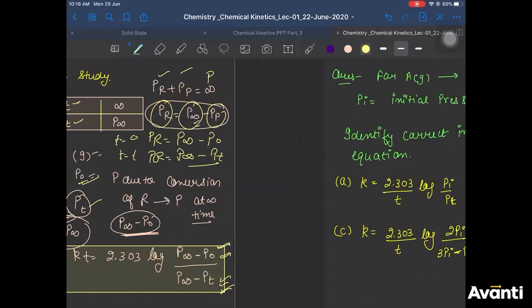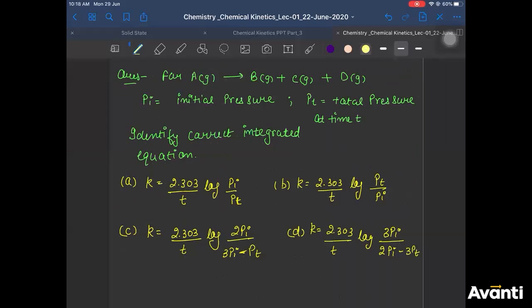Now, coming to the question part. This is what your question will look like. Many of you are asking the question: the reactant is solid, so how can the reactant have a pressure? If your reactant is solid, it cannot have pressure. So the initial pressure, whatever is given, is due to the product only, which might be present before the reaction.